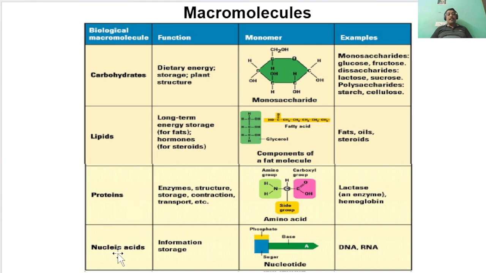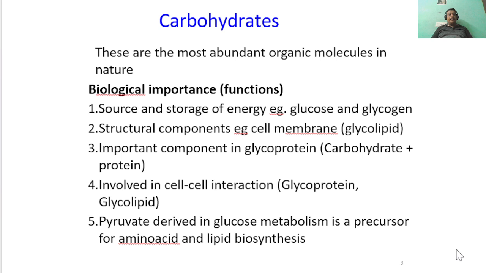It's an enzyme, right? And followed by nucleic acid. We all know that it stores the information, and we call it nucleotide. A phosphate and a base along with a sugar is called a nucleotide. And an example for that is DNA and RNA.